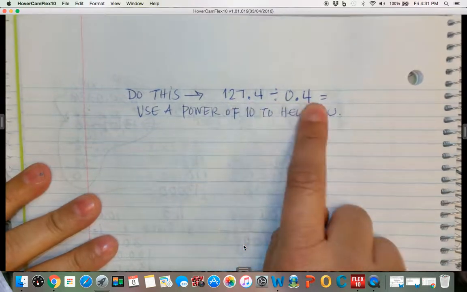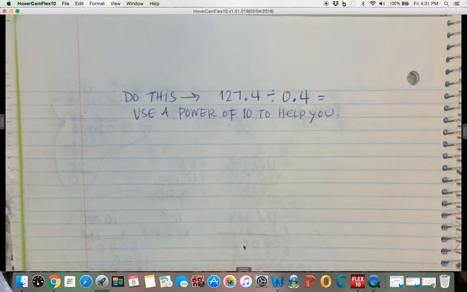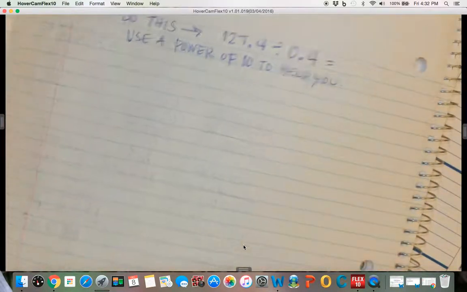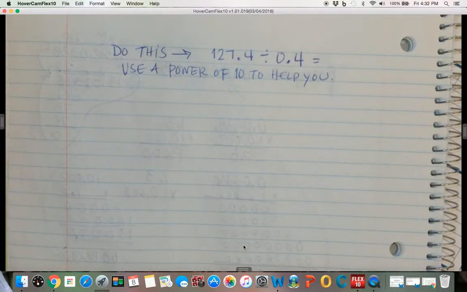Rewrite this problem using a power of 10, like the example that I showed you, maybe example B or example A. If this was confusing to you, rewatch the video and ask lots of questions in class, because I will be meeting with you guys to make sure you understand it. All right, good luck.